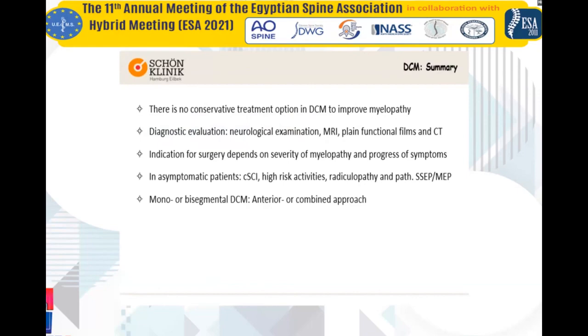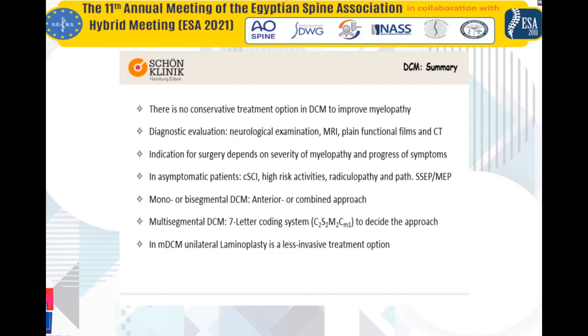For mono or bisegmental DCM, the anterior or combined approach is favored. For multisegmental DCM, we developed the 7-letter code to decide on the approach, and our favorite technique here is the unilateral laminoplasty. With all these techniques, the outcome is very good, and so it is worth to go for surgery.